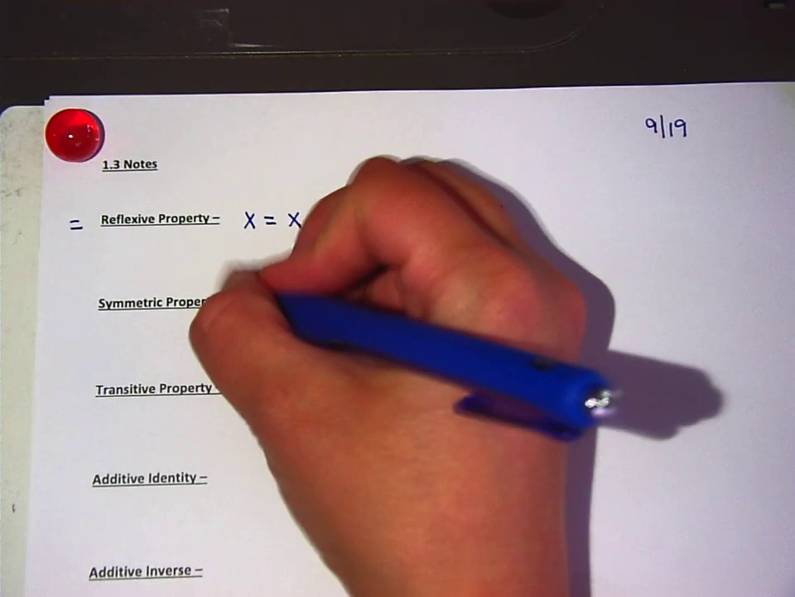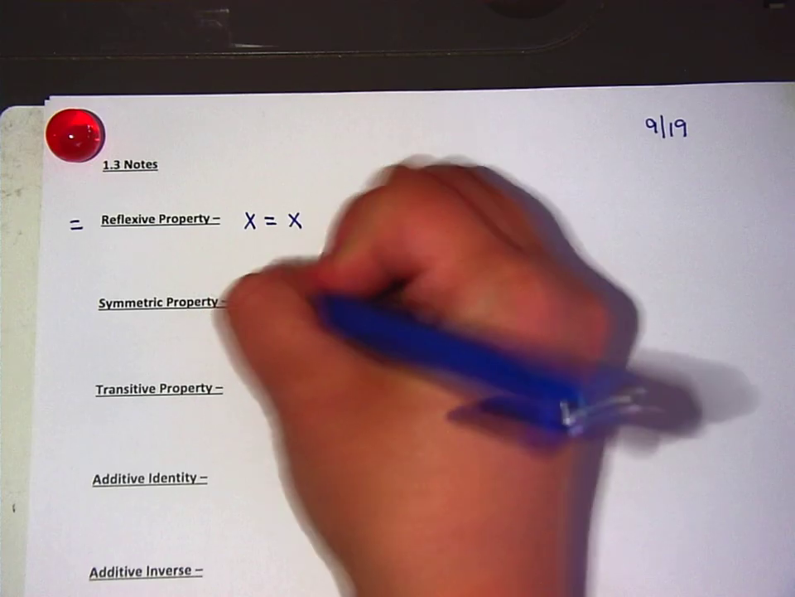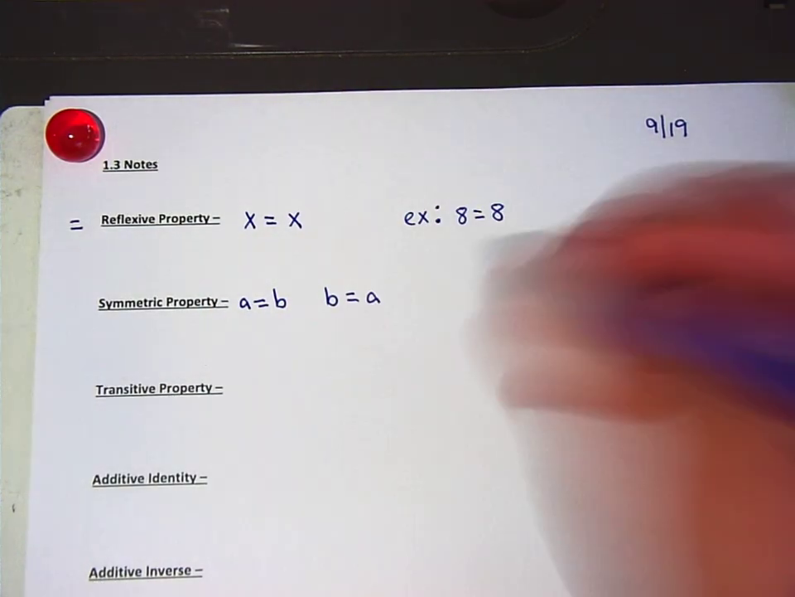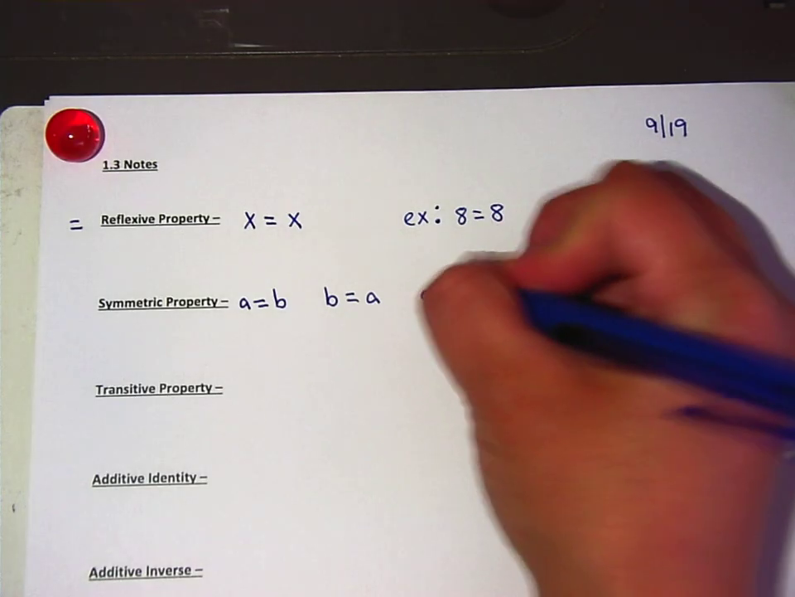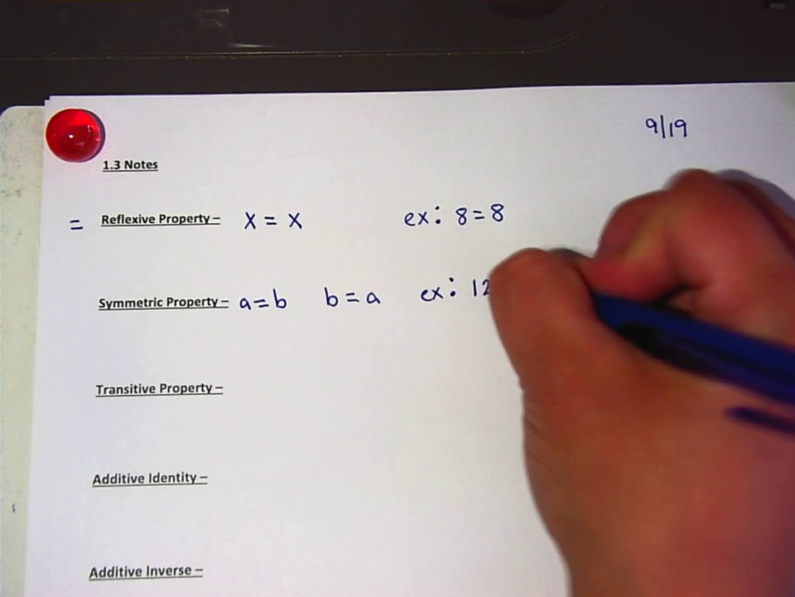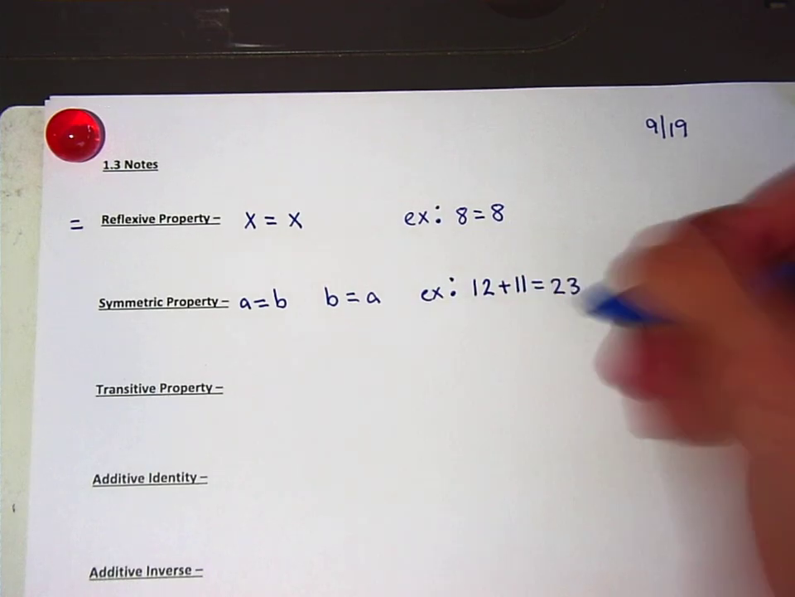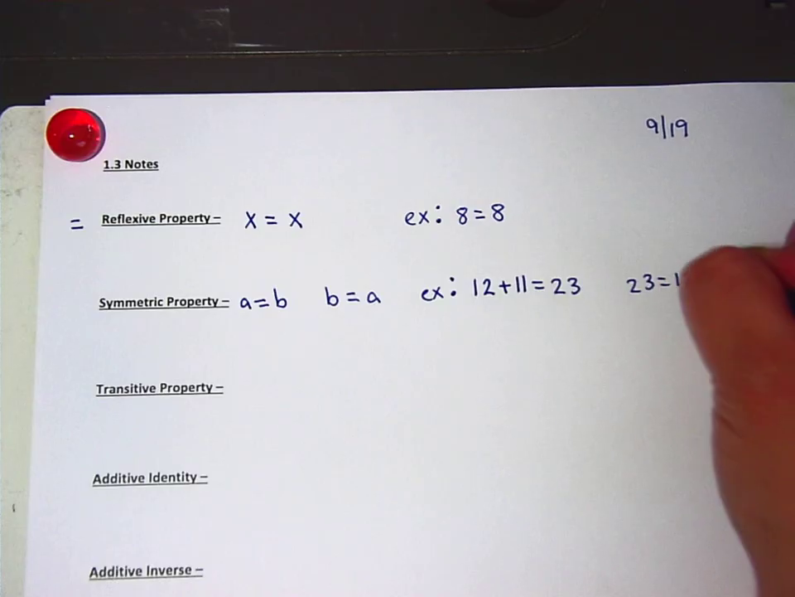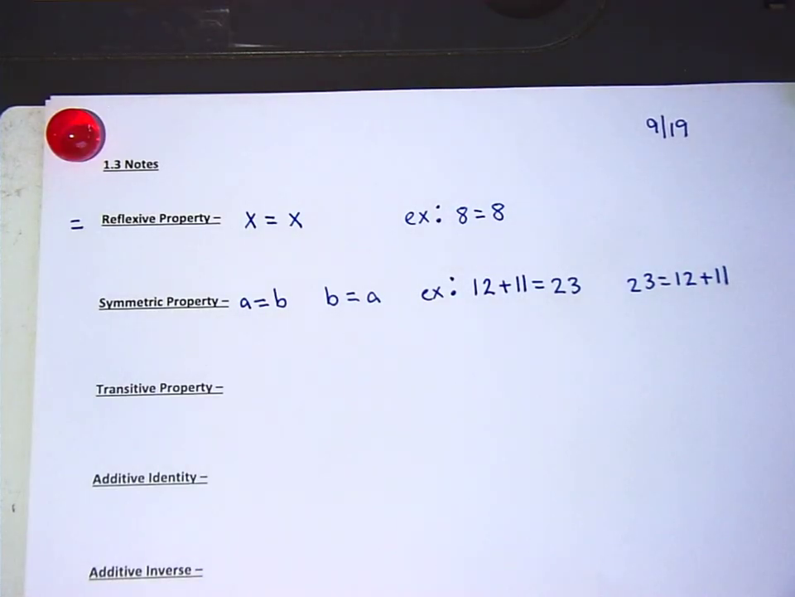The symmetric property says if A equals B, then B equals A, which seems obvious, but is important. By that, I mean if 12 plus 11 equals 23, well, then 23 equals 12 plus 11. It doesn't matter what side of the equal sign it's on. You can switch them. Symmetric. Does that make sense to you with the word symmetric? Yeah. Symmetric means it's equal on both sides.